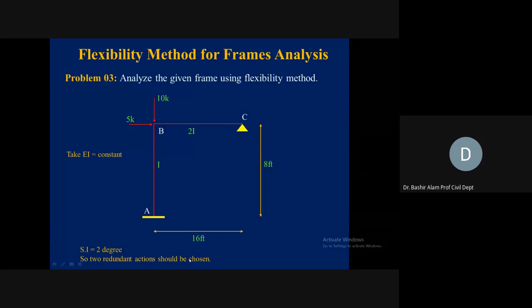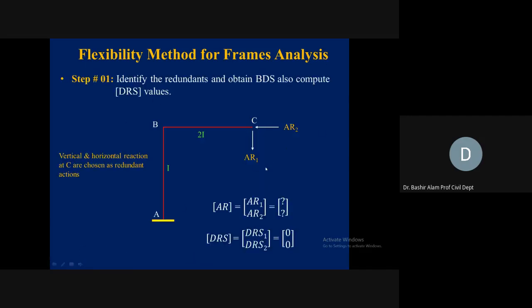So if we remove the support reactions capability at C, this will become a cantilever frame having only fixed support at A, and that will become our basic determinate structure. So here intentionally look, AR1 you see downward and AR2 we are now selecting leftward directed.